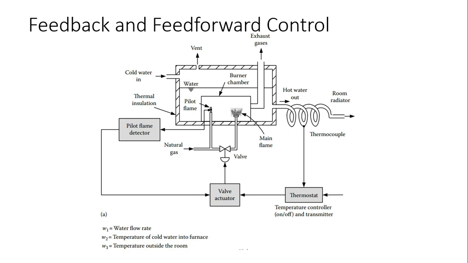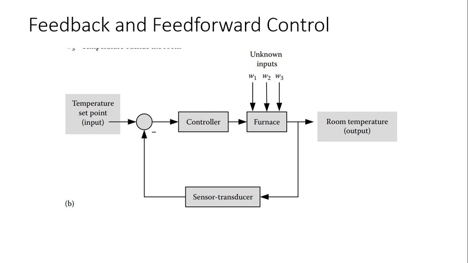So this is the overall diagram for the control system, where a thermostat, temperature control transmitter is used, a valve actuator is used, a pilot flame detector is used, then the main flame detector in the furnace, the water content, burner chamber, and all the plant design is shown here, where water flow rate, temperature, cold water into furnace, and temperature outside the room will be calculated based on the sensors and actuators.